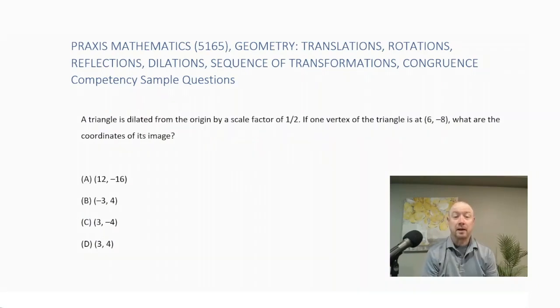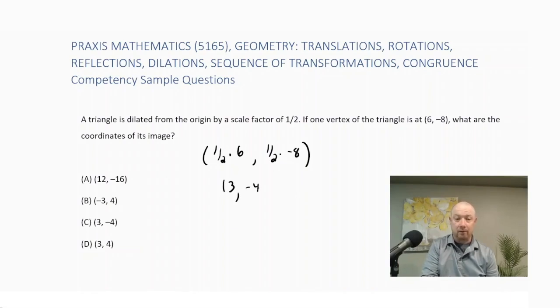A triangle is dilated from the origin by a scale factor of 1/2. If one vertex of the triangle is at (6, -8), what are the coordinates of its image? Okay, so with a scale factor, what we do is we multiply to the point. So we're going to take 1/2 times 6 and 1/2 times -8 to get our new point that is scaled. So half of 6 is 3, half of -8 is -4. So the answer here would be choice C.